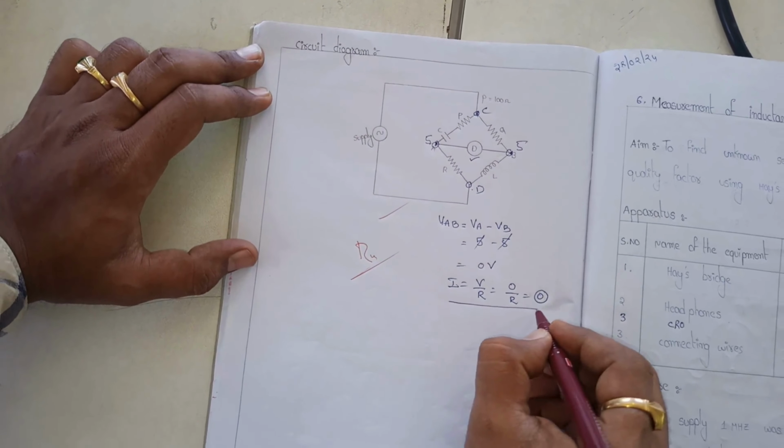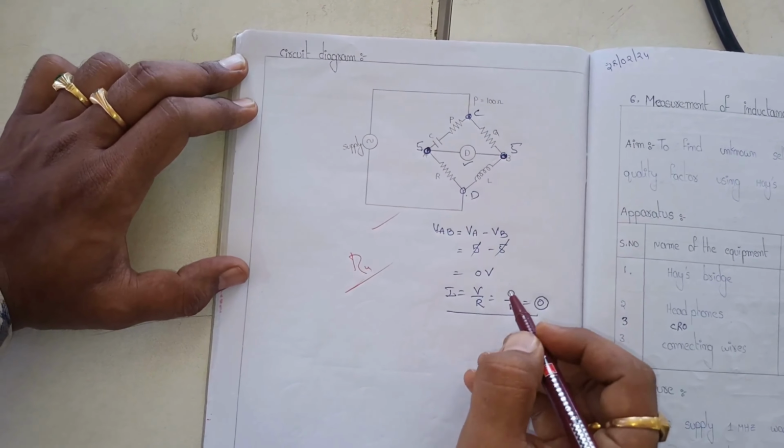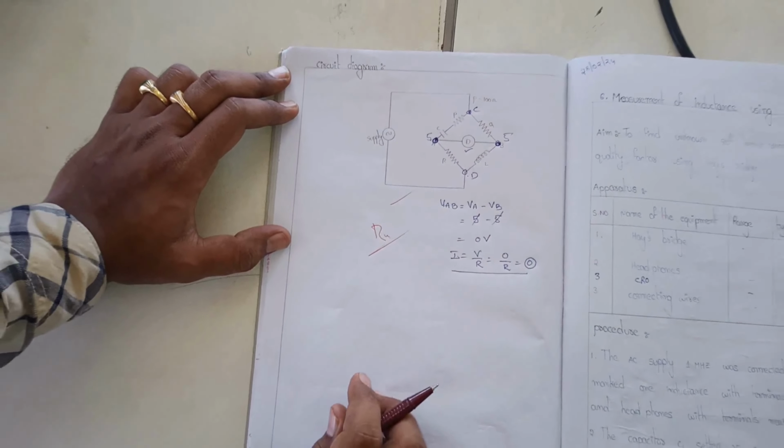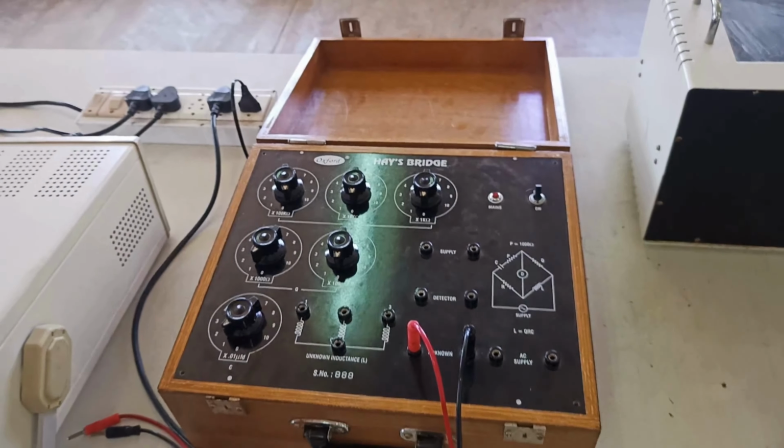So in order to validate it, we want to balance the voltage at point A and the voltage at point B using this AC bridge. So this is the concept of the AC bridge. Now coming to the circuit diagram. So this is the circuit diagram of the AC bridge.